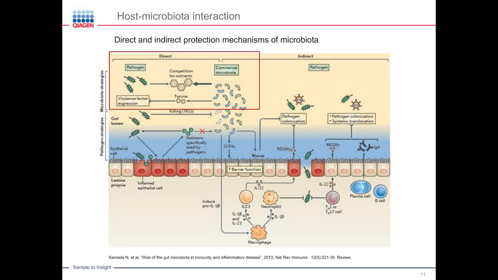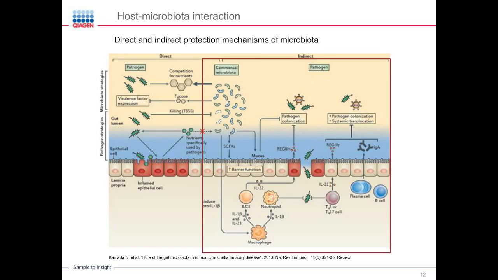Now, commensal bacteria also use some indirect mechanisms to compete with the pathogens. First, one of the things they do is enhance the epithelial barrier function by producing metabolites. For example, some bacteria metabolize polysaccharides to produce short-chain fatty acids, and these short-chain fatty acids can enhance the epithelial cell barrier function.